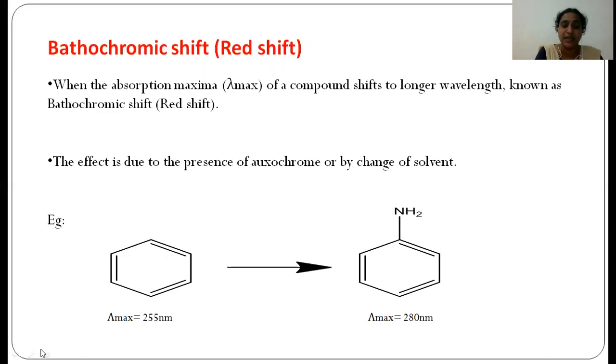So earlier it was 255. Now, because of the attachment of the oxochrome, it has moved towards 280. That means a shift of wavelength towards the higher wavelength side. That shift of band is called bathochromic shift.